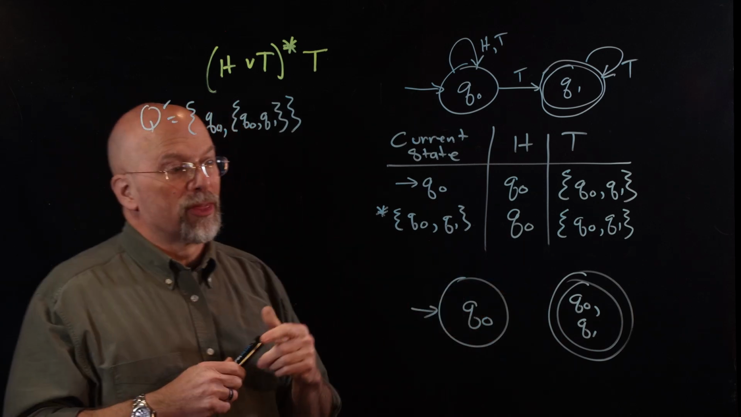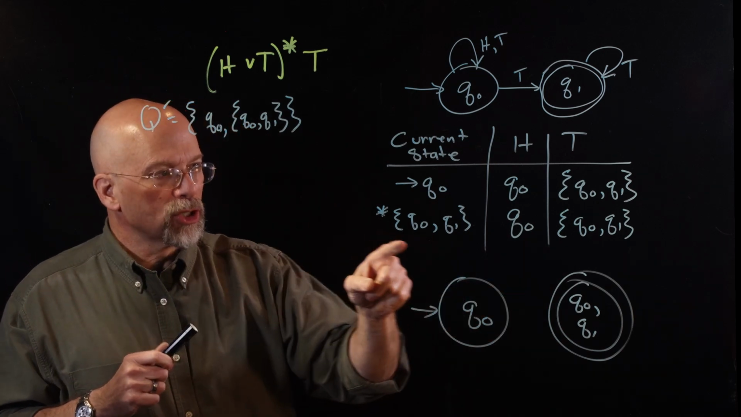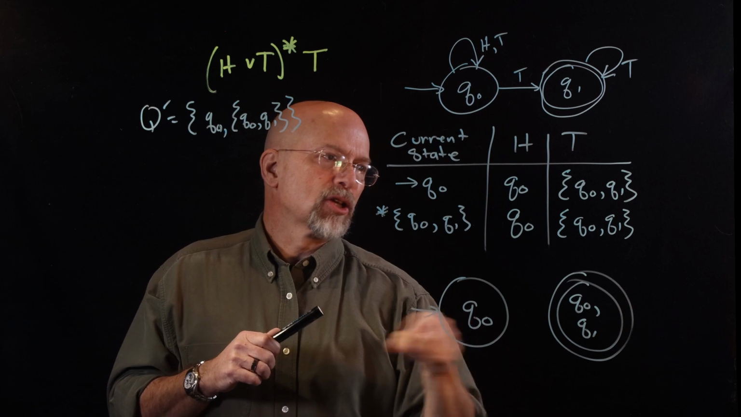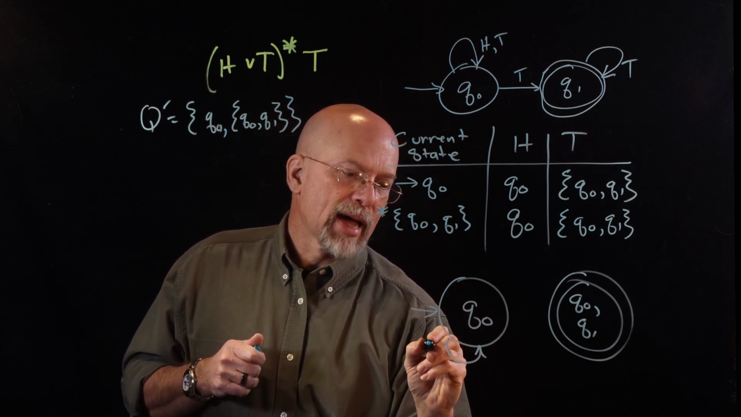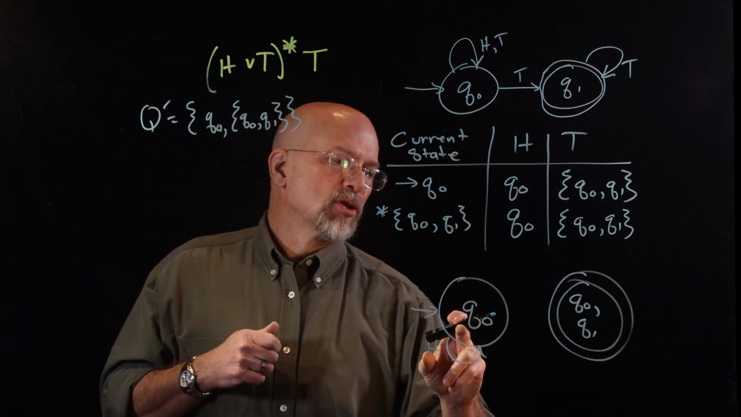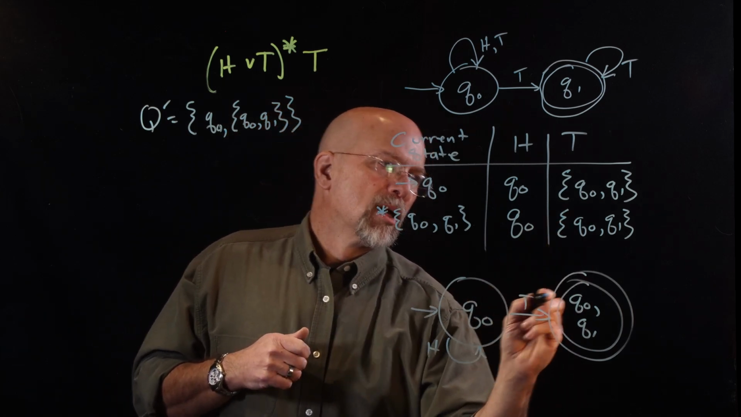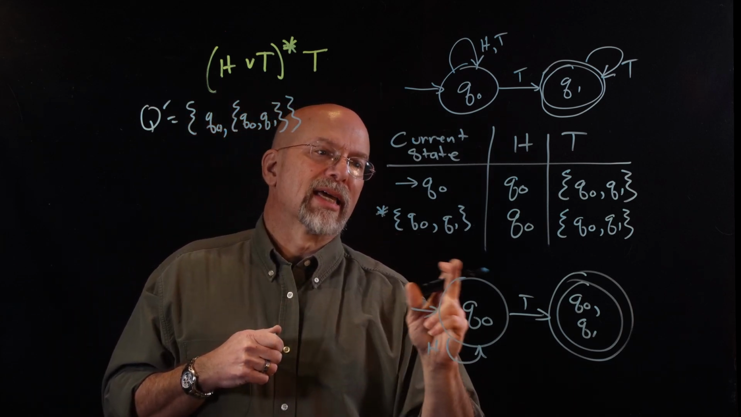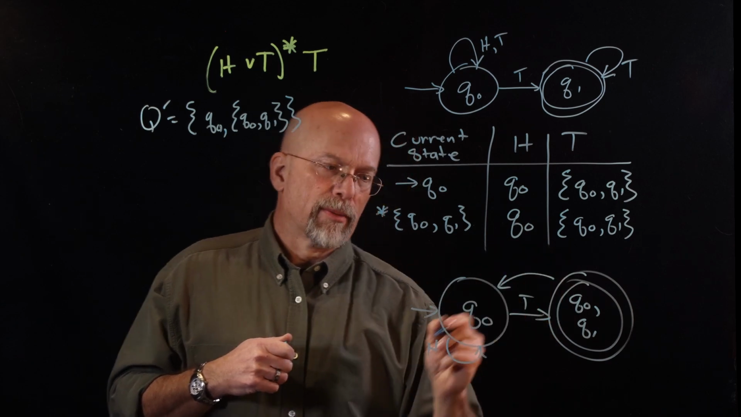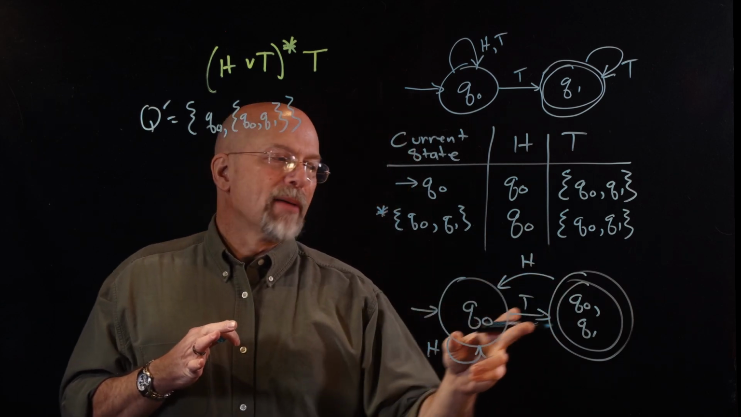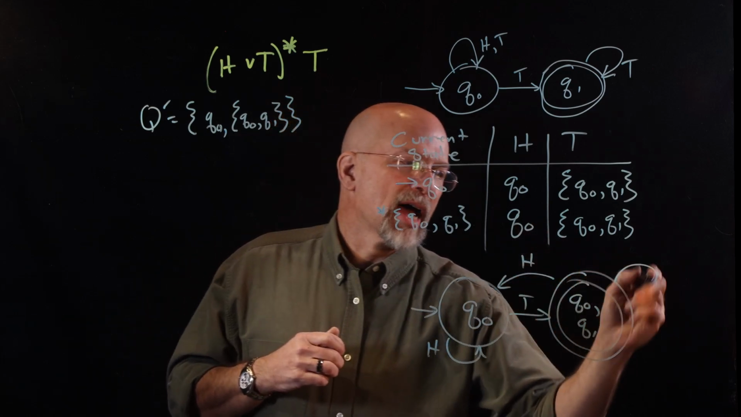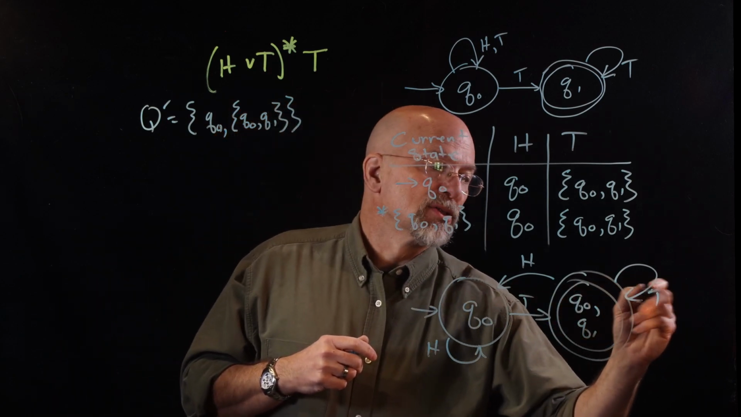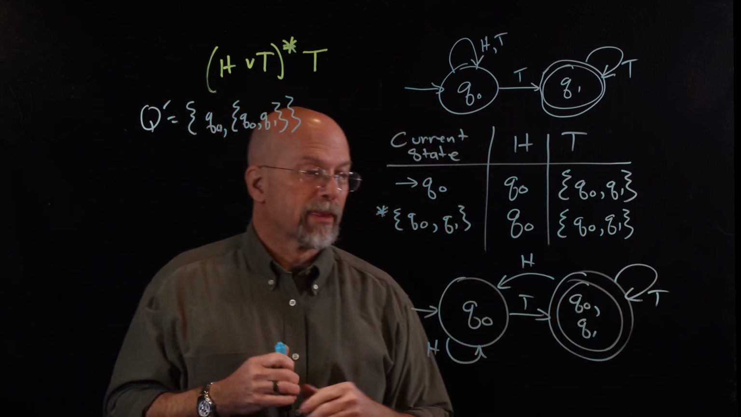Now, it probably would be a good thing for me to just go ahead and relabel them, but I just want to show you that this became a state in itself. Now let's do the transitions. If I'm in Q0 and I get a heads, I'm going back to Q0. If I'm in Q0 and I get a tails, I go to Q0, Q1. If I'm in Q0, Q1 and I get a heads, I'm going back to Q0. If I'm in Q0, Q1 and I get a tails, I stay in Q0, Q1.